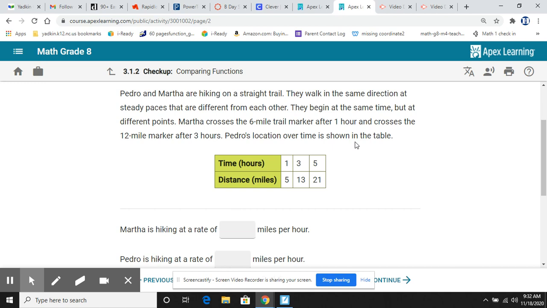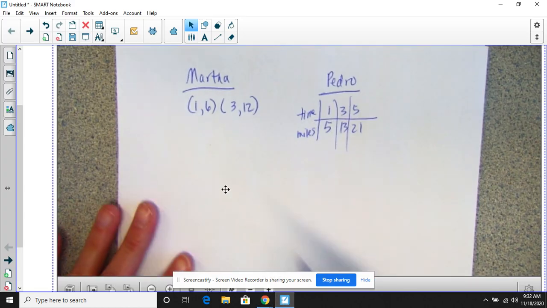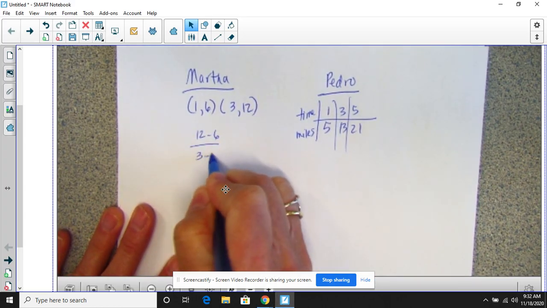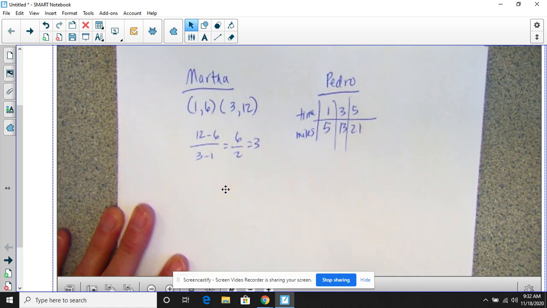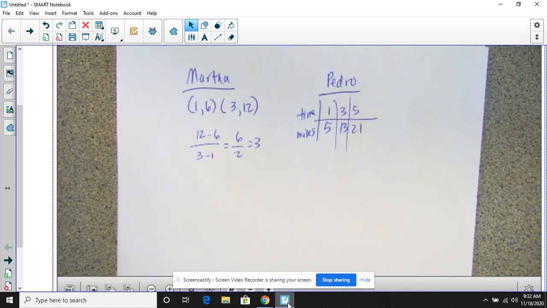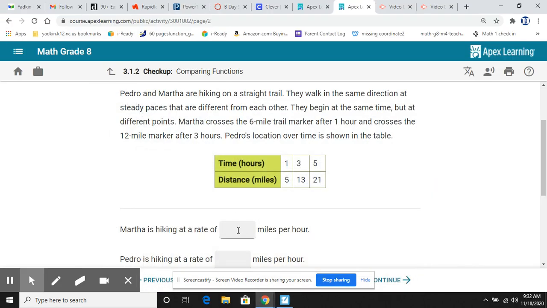Pedro's location over time is shown on the table. Okay, so I'm going to write these down. 5, 13, and 21. Okay, and this is time, and this is miles, or distance. Okay, so Martha is hiking at a rate of, so here's where we need to find the slope here. 12 minus 6 over 3 minus 1 is 6 over 2, which is 3. Just use the slope formula. Okay, so her rate of 3 miles per hour, that's the slope.